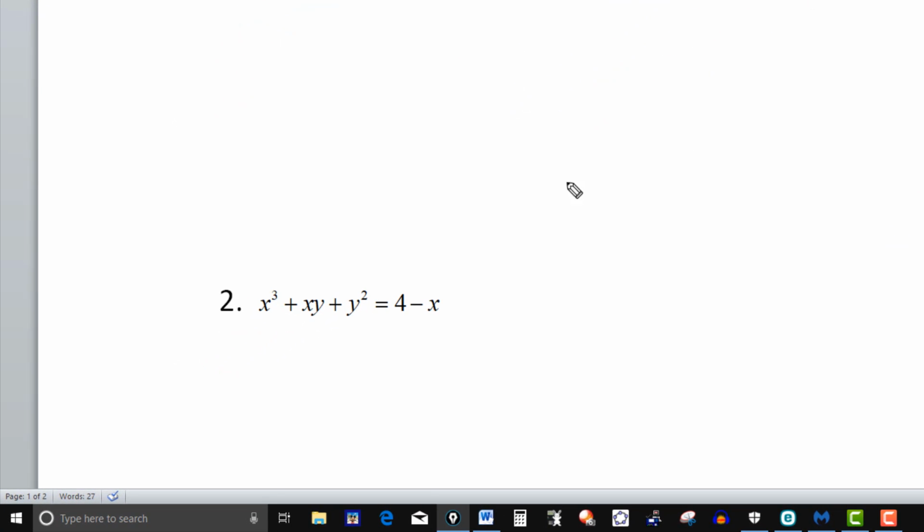Again, take the derivative term by term. Now if it's an x term, it's just regular differentiation. If it has a y or y to a power, that's when you use this idea of y to the n, and use the formula that I just went over. So this one, that's good. Derivative of x cubed is 3.